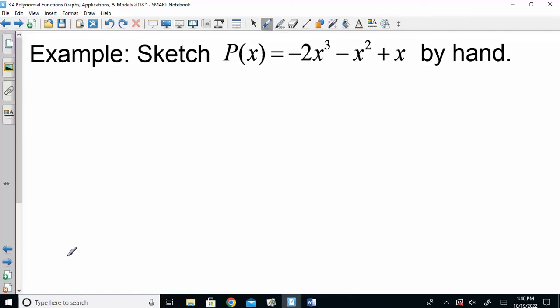If I give you this one, it's not factored, but I also can't do p's and q's. Why? There's no constant. So what could you do? Everything has an x. I'm actually going to take out a negative x, just because I like my leading term to be a positive.